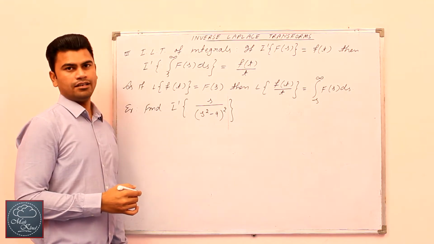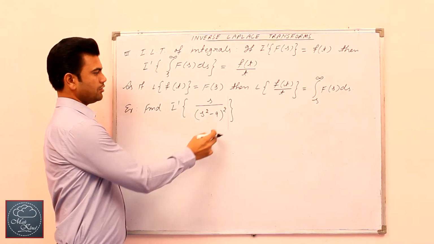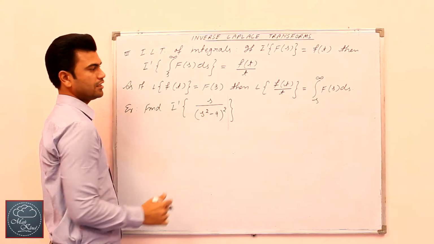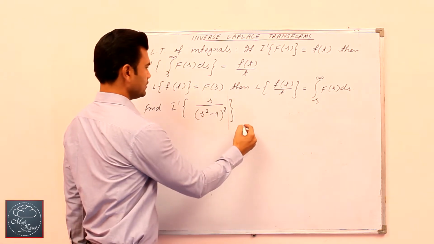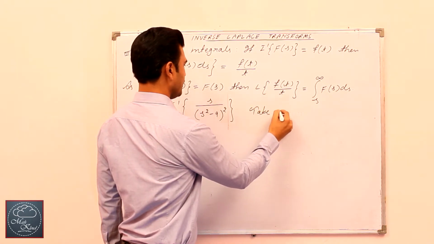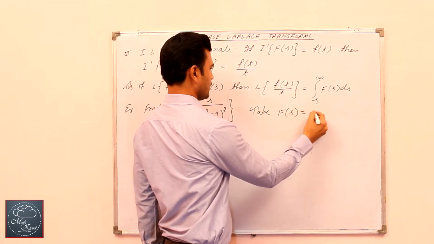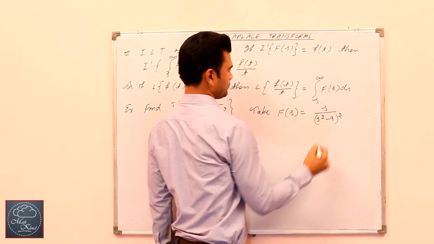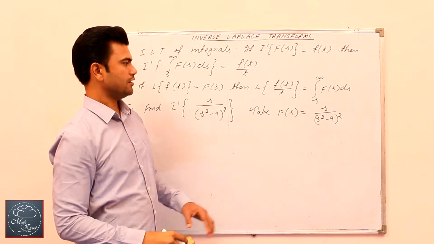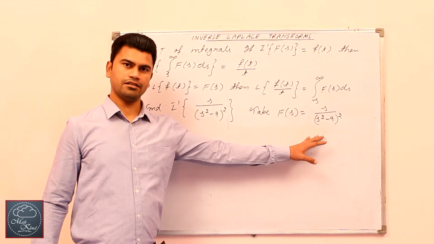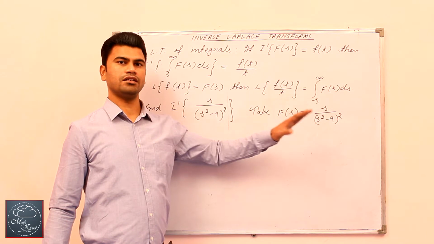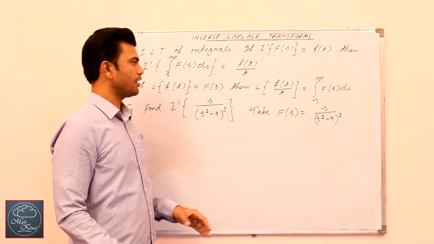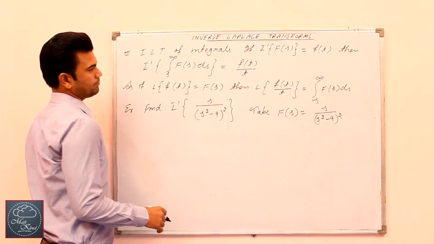So to find the inverse Laplace transform of this function, I am considering this function as my f of s. So take this function as f of s, s over (s square minus 9) whole square. And you note that this function is again not available in your standard functions or standard formulae. So what do we do here?